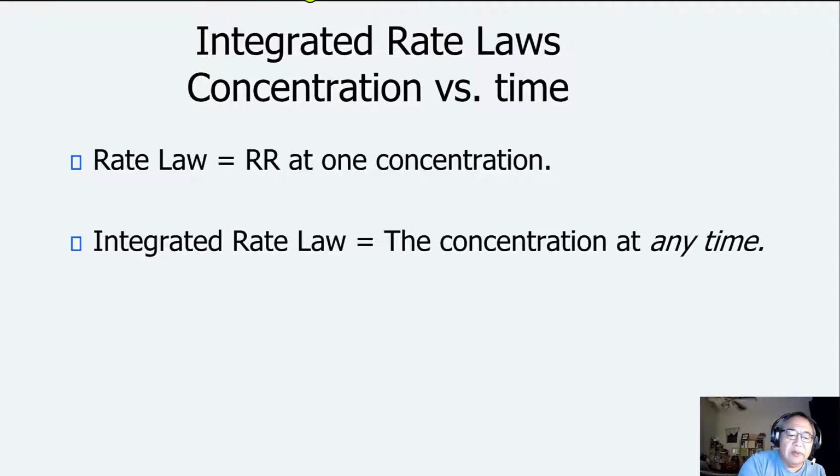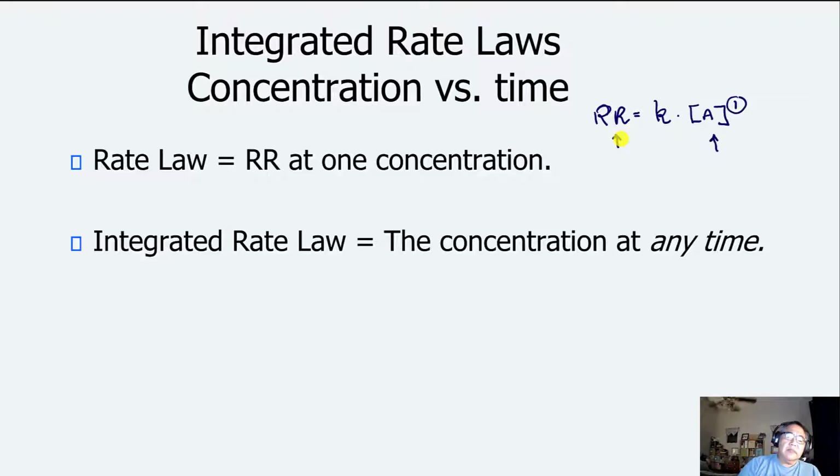For example, we had rate laws for first order reactions. For a first order reaction, we would have written reaction rate is equal to, for example, k times A to the first, because that's what first order means. It's to the first power. So if you knew this concentration, you could calculate what the reaction rate will be.